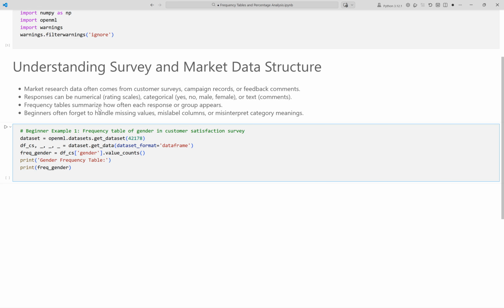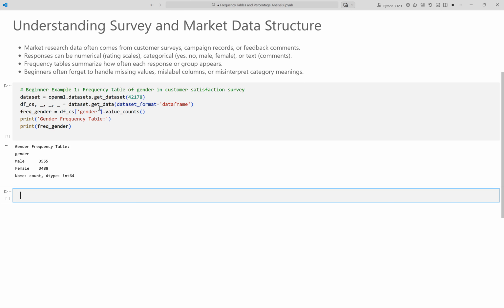This frequency table shows the distribution of survey respondents by gender, with 3,555 males and 3,488 females, indicating a fairly balanced sample. Notice how the value_counts function quickly summarizes categorical data, helping us understand the dataset's composition before deeper analysis. This step is crucial in market research to ensure demographic groups are properly represented and missing or miscoded entries are checked early. Try this. How does the customer gender distribution compare to your expectations for the business?